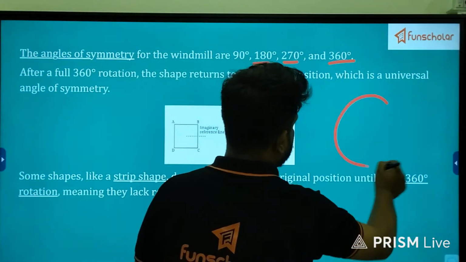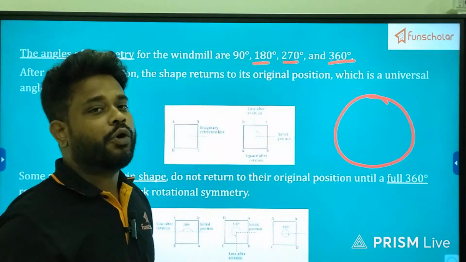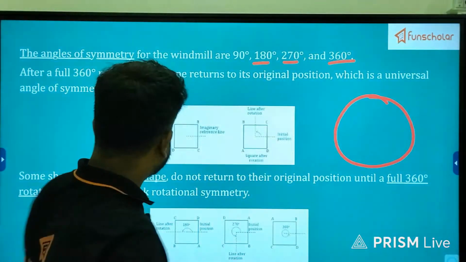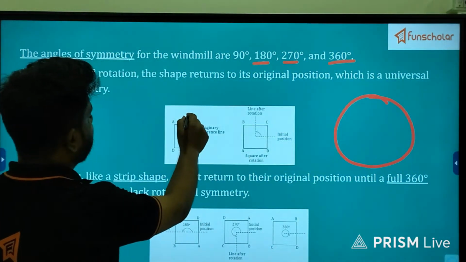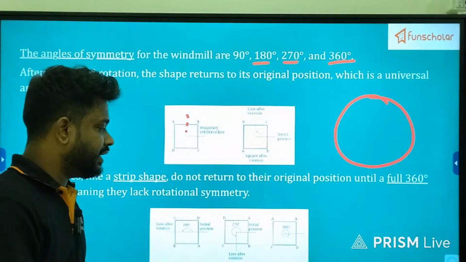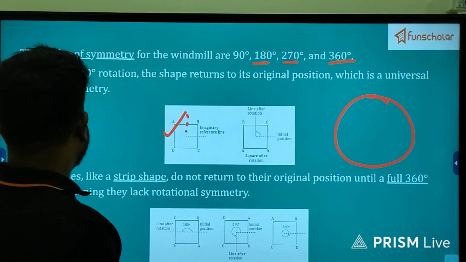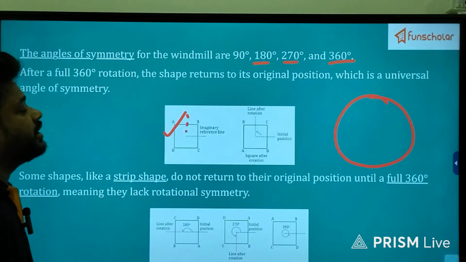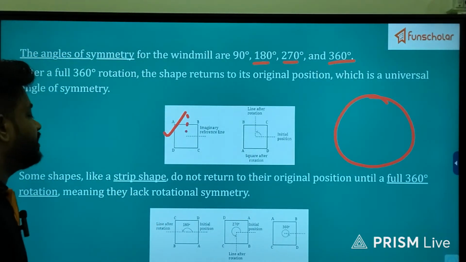degree turn means a circle. After fulfilling the complete circle, that shape or any shape will come back to the previous position. Just like they have tried to draw it with imaginary lines at 90 degrees, 180 degrees, 270 degrees and 360 degrees. And by taking a square here, some shapes like a strip shape do not return to their original position until a full 360-degree rotation, meaning they lack rotational symmetry.